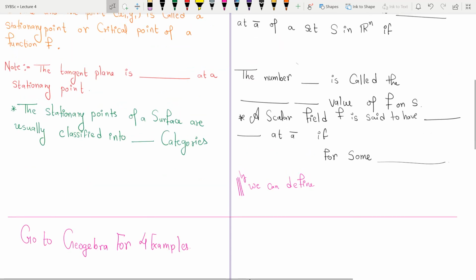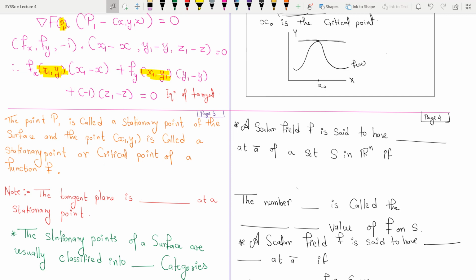You can see I am filling in the blanks because I wanted to save time, but this cursor is not helping me save the time. Okay, I think it is enough. So we just note it down. The point P1 will be called a stationary point of the surface, where P1 has x1, y1, z1. But actually we are not so interested in the point z1. Since my input is from R2, we are just interested in x1 and y1, right? So this x1, y1 will be called a stationary point or the critical point of that function.